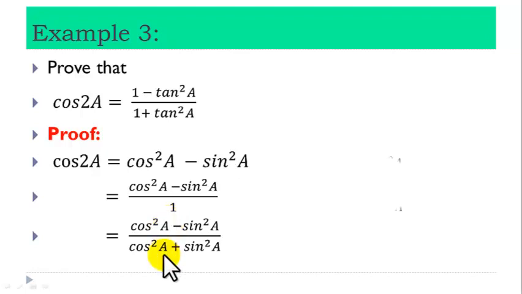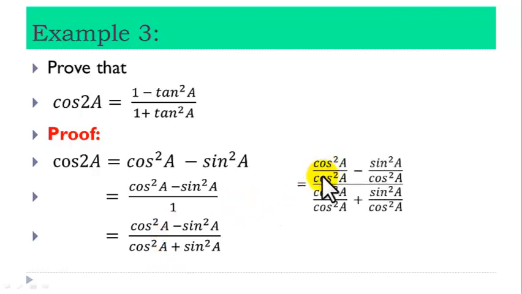This will give us cos squared A over cos squared A minus sin squared A over cos squared A, all over cos squared A over cos squared A plus sin squared A over cos squared A. Cos squared A will cancel here to give us 1, and it will cancel here to give us 1. Sin squared A over cos squared A is tan squared A. So therefore, cos 2A is equal to 1 minus tan squared A all over 1 plus tan squared A.